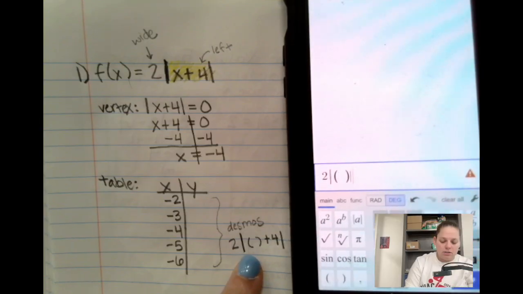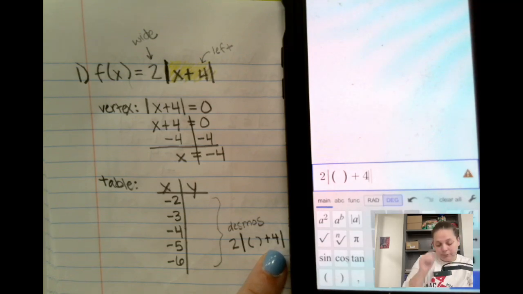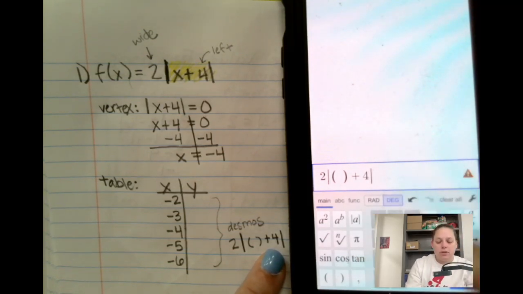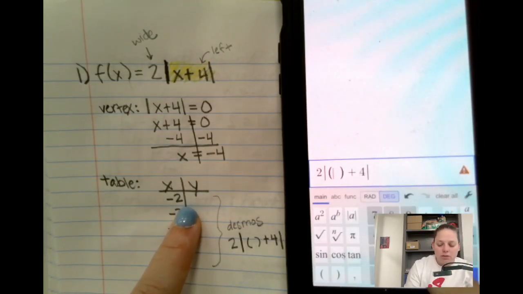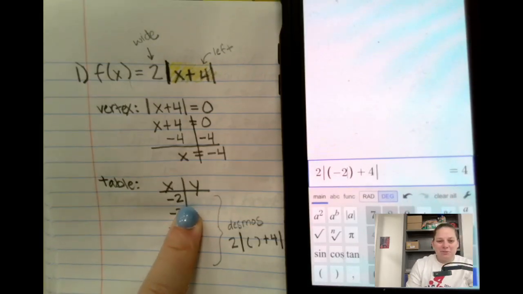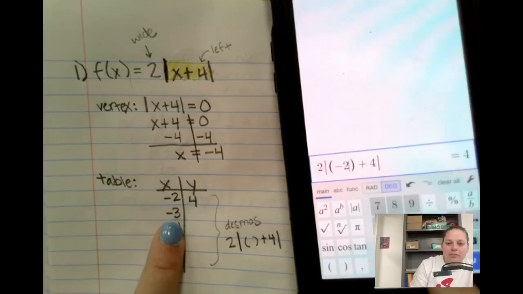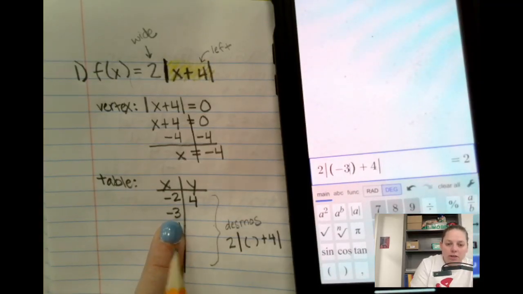So absolute value, parentheses, plus 4. Okay, and then if you want to hit that again, you can. Otherwise, it was ghosted in there. So, all right. So in that first one, we have negative 2. So we get out 4. All right, I'm going to delete the negative 2, put in negative 3. We get out 2.